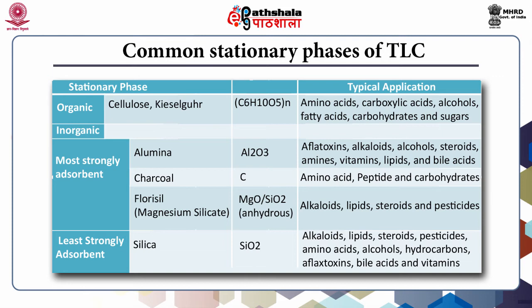The most strongly adsorbent can be used for the identification of aflatoxin, alkaloids, vitamins, amino acids, peptides, carbohydrates, lipids and pesticides. The least strongly adsorbent, that is silica, can be used for the identification of steroids, amino acids, hydrocarbons, bile acids and vitamins.